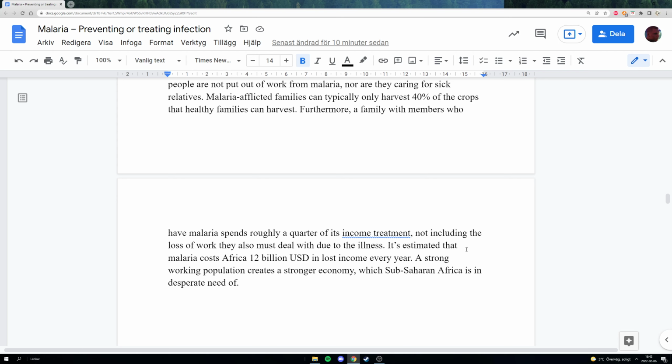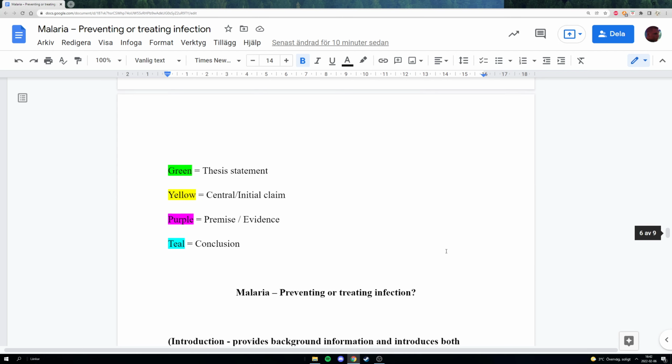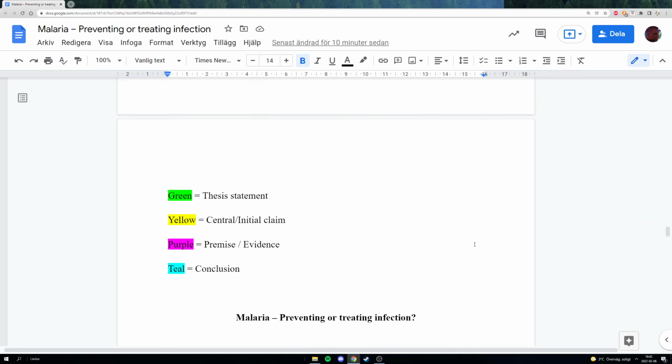So that's the text. If we scroll down further, and for all my students, this is going to be uploaded to your various classrooms as well, so you can access this to look at it again in your own time, if you wish. So like I said, I color-coded this, and I'm going to go through it briefly, so you can look at it yourself if you wish.